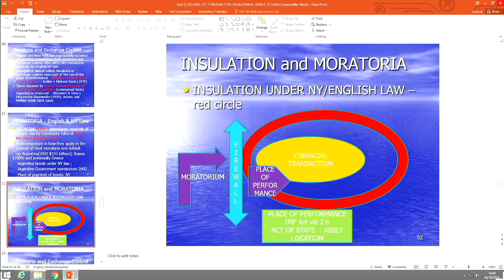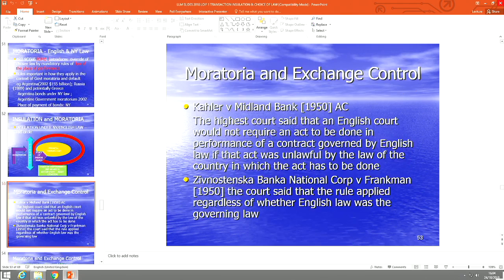So what you get, because of this governing law rule, is essentially a firewall between the transaction and governmental moratoria. It can't penetrate unless there is a place of performance which is inside the country where the payment has to be made. Without it, all other moratoria become irrelevant.